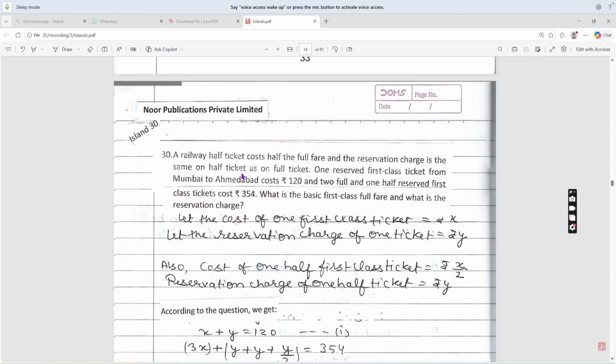Okay, next. A railway half ticket costs half the full fare, and the reservation charge is the same as for a full ticket. One reserved first class ticket from Mumbai to Ahmedabad costs rupees 120, and one half reserved first class ticket costs rupees 354. What is the basic first class full fare, and what is the reservation charge? Now I'm explaining to you.